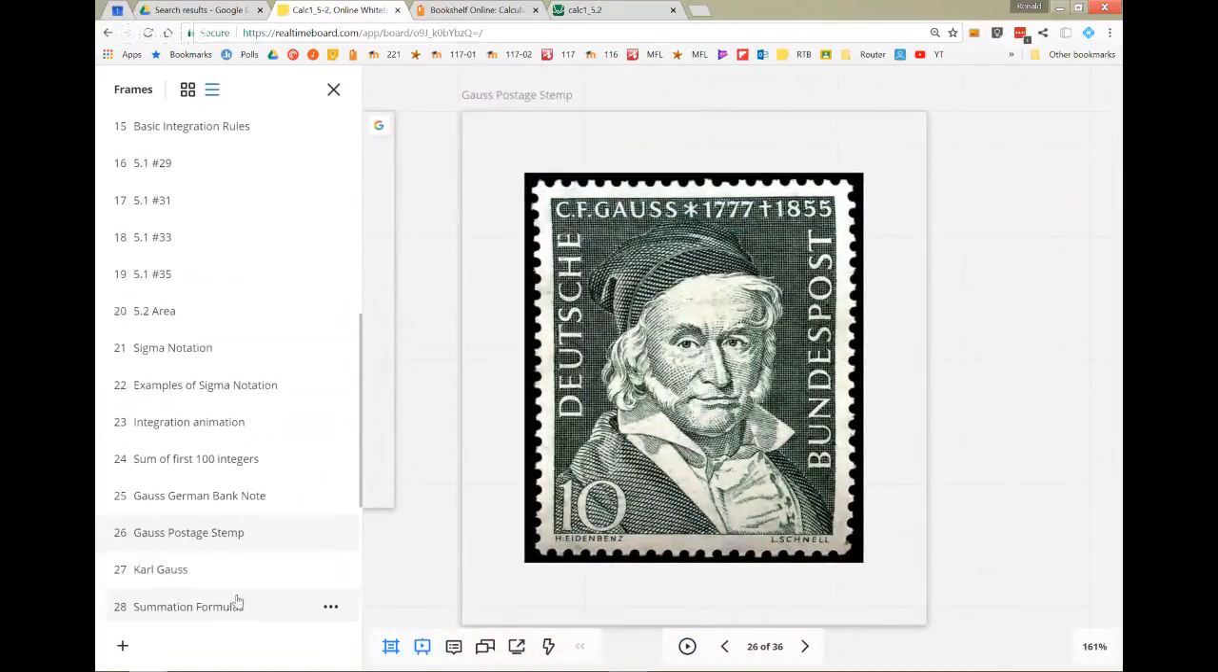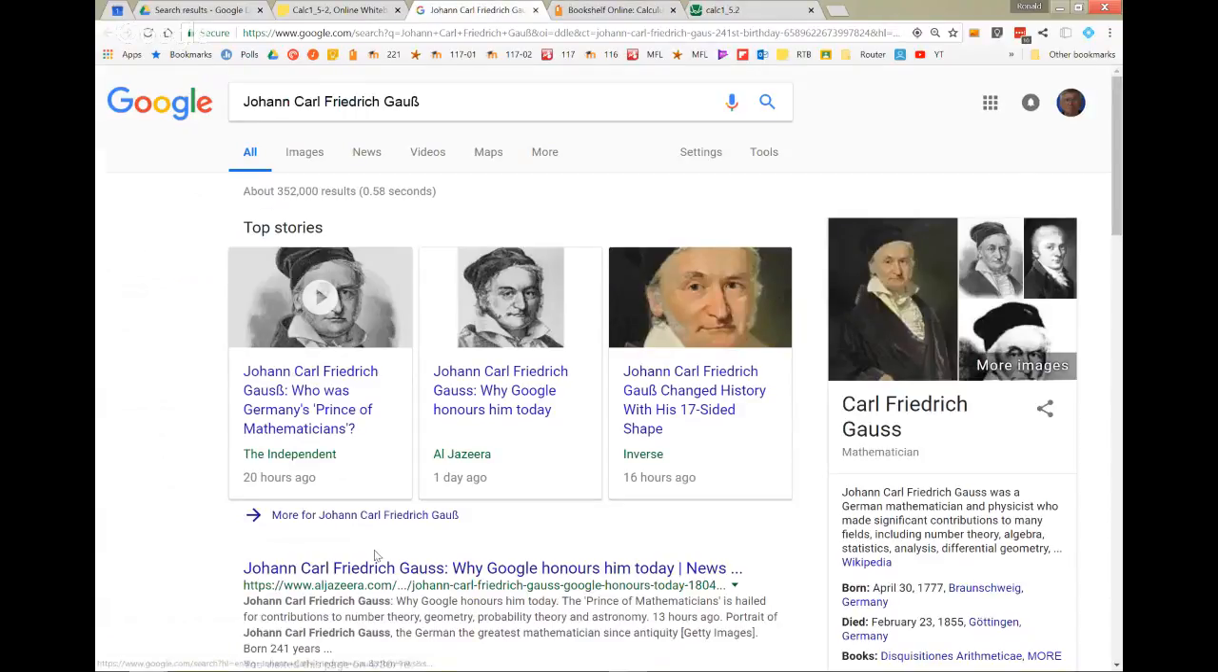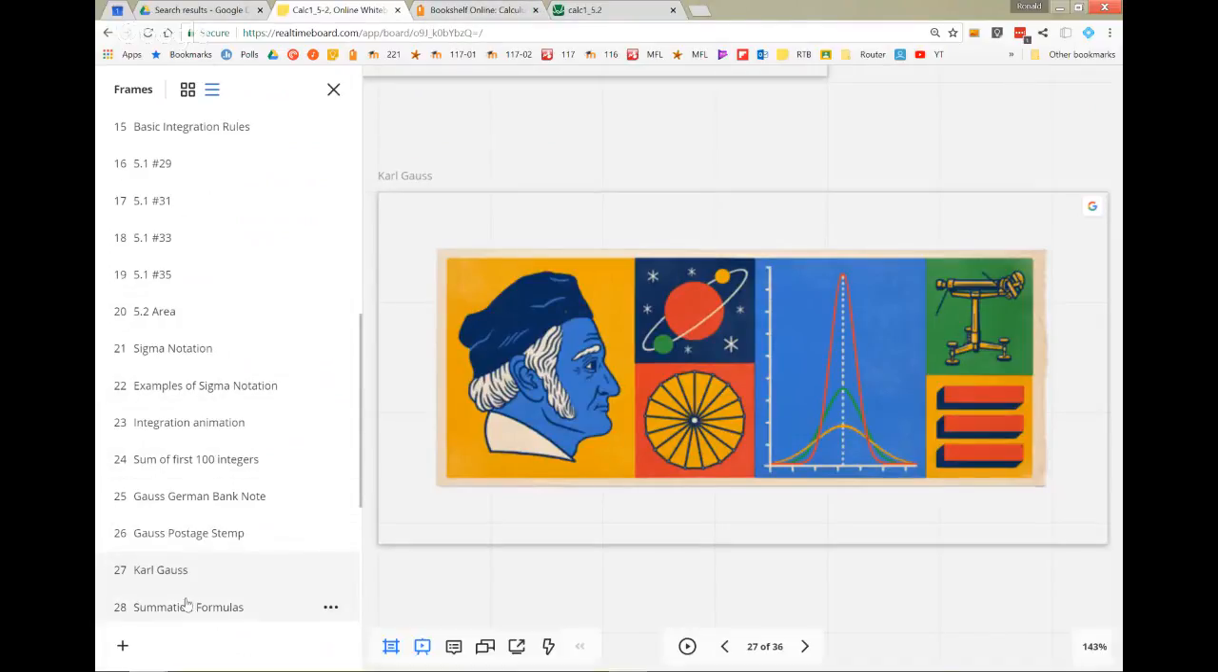Yesterday, Google, even their doodle was dedicated to him. We take a look here at the information page. Way down there on the bottom, Gauss would have been 241 years old yesterday. So that tells you how long. Anyway, you see here, Prince of Mathematicians. Pretty famous guy. From a mathematical point of view, very famous.